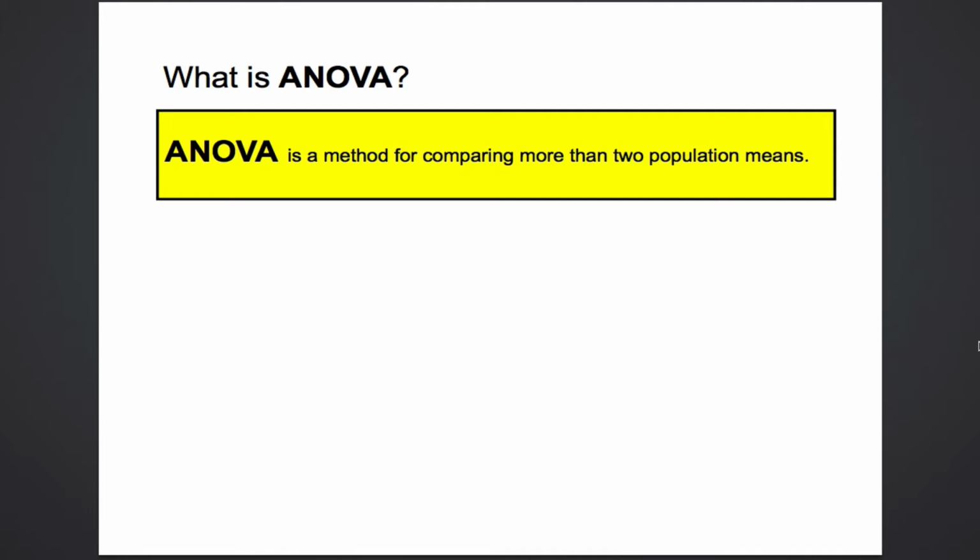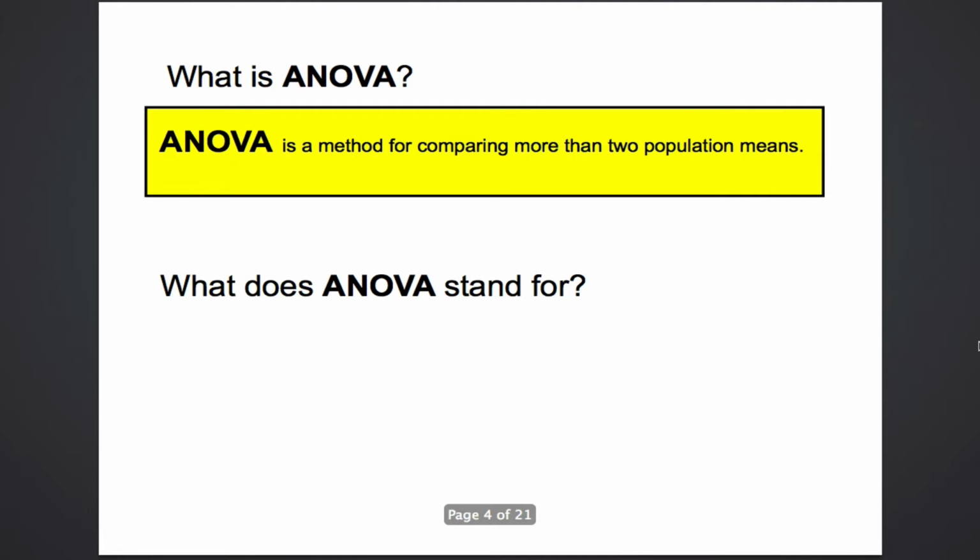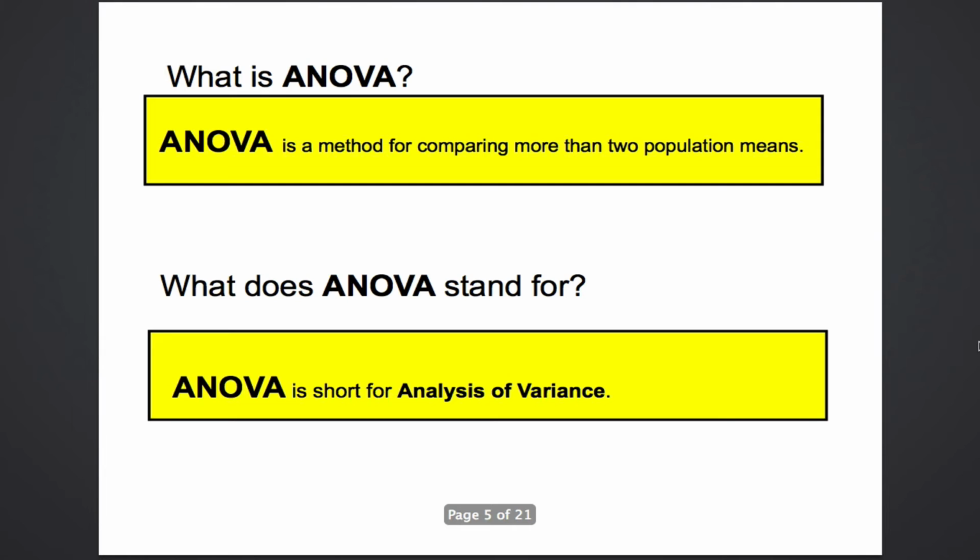We have learned how to work with one population mean. Then we learned how to work with two population means. Now, ANOVA is a method that allows us to compare more than two population means. So what does ANOVA stand for? ANOVA is short for analysis of variance.